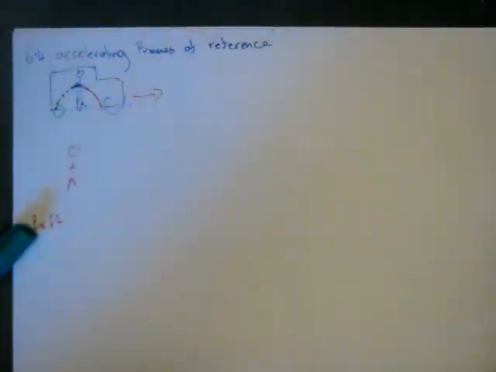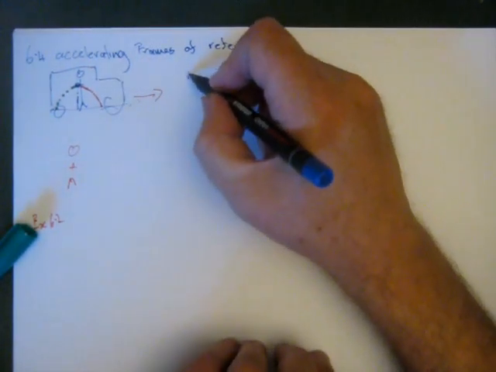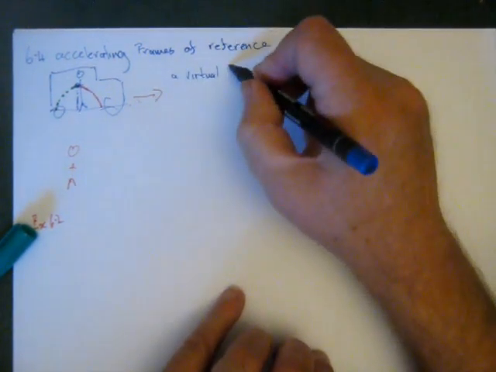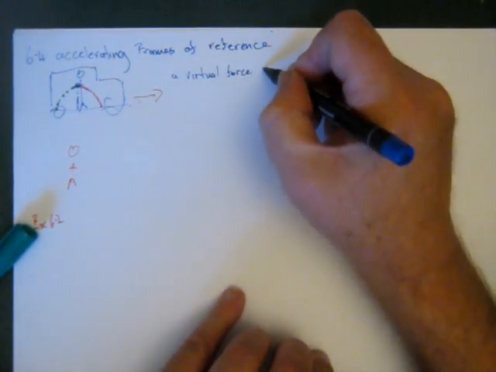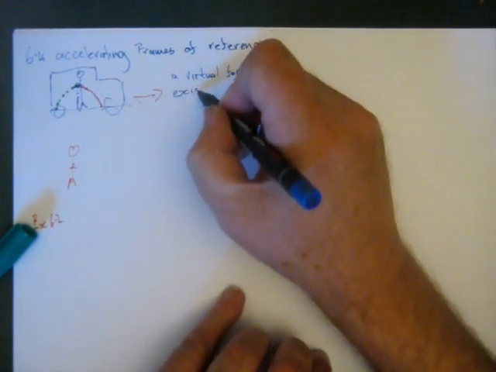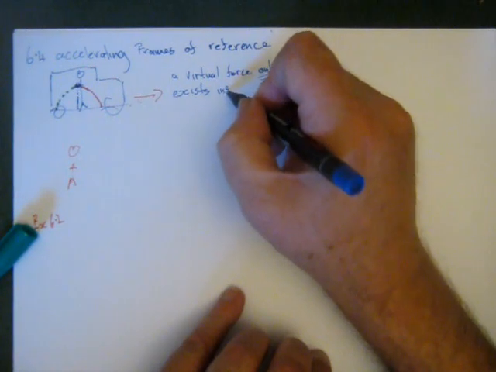The only reason it would do that normally would be because there's a force causing the ball to accelerate. And what we call that is a virtual force. A virtual force only exists inside an accelerating frame.